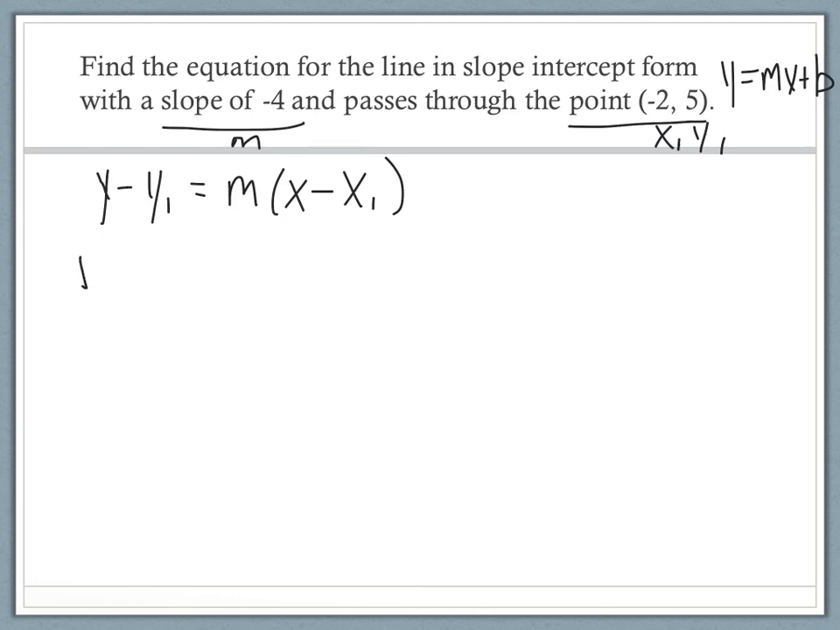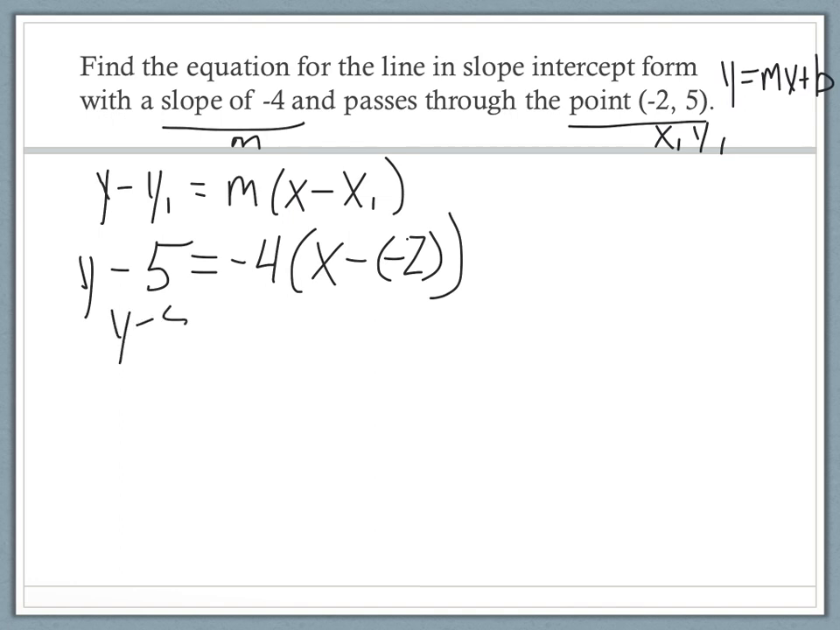Now we're just going to plug in what we know. So I'm going to do y minus y1, which is 5, equals slope, which is -4, then x minus x1, which is -2. Okay. That's important that I put it as minus and then my -2 in there. So now what I'm going to do is I'm going to kind of clean this up a little bit. Okay, I have y minus 5 equals -4 times x plus 2. Okay, because 2 negatives make a positive.